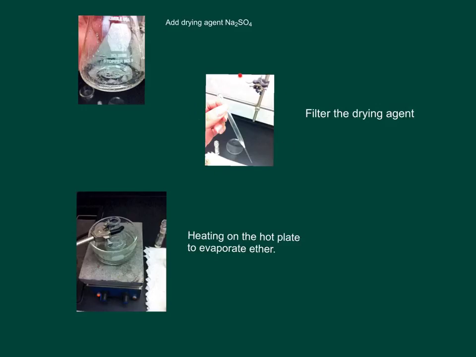This is our small filter. We need to use this filter because we don't want any sodium sulfate mixed with our neutral compound. We transfer the ether into a smaller flask and heat it on the hot plate to evaporate all the ether, and then what we are left with is only the neutral compound. Ether is very flammable, so we need to be very careful in this step.